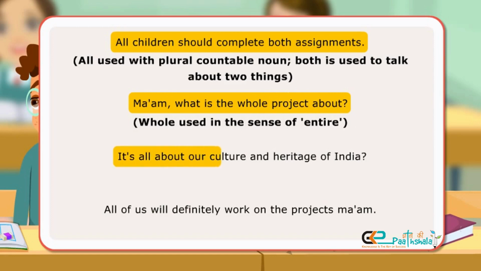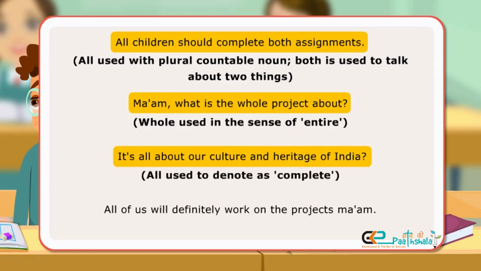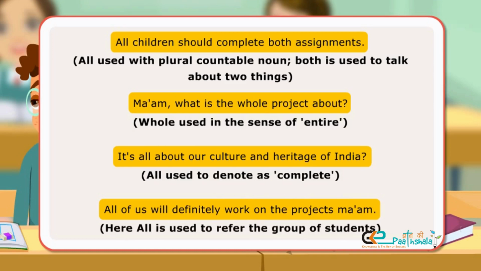It's all about our culture and heritage of India. All is used to denote as complete. All of us will definitely work on the projects, ma'am. Here, all is used to refer to the group of students.